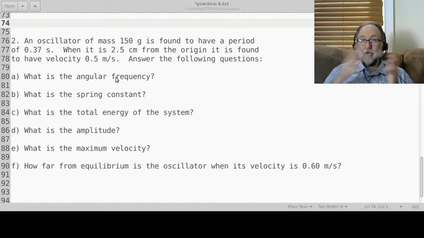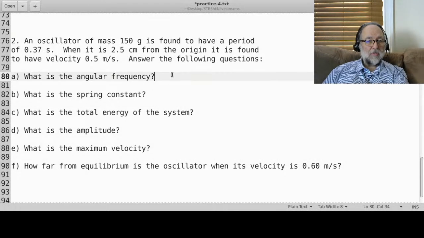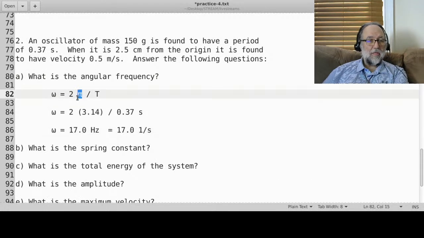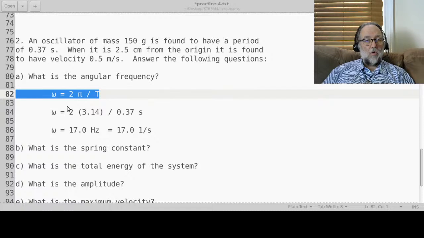Whether I ask for this or not, you're probably going to want to calculate this right away because the angular frequency comes up in all the equations. That's the symbol omega. Its relationship to the period is very simple: omega is equal to 2 pi over capital T. So omega, angular frequency, is equal to 2 pi divided by capital T.